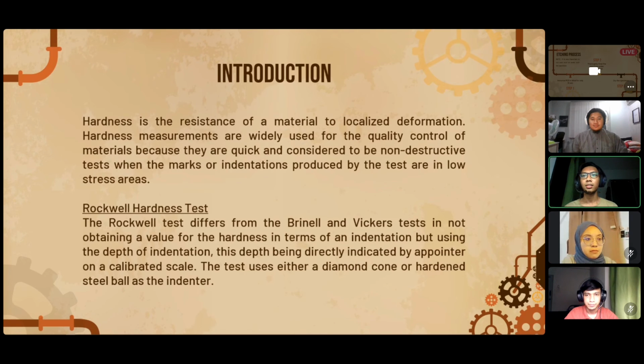Rockwell hardness test. The Rockwell tests differ from the Brinell and Vickers tests in not obtaining a value for the hardness in terms of an indentation but using the depth of indentation. This depth is directly indicated by a pointer on a calibrated scale. The test uses either a diamond cone or hardened steel ball as the indenter.